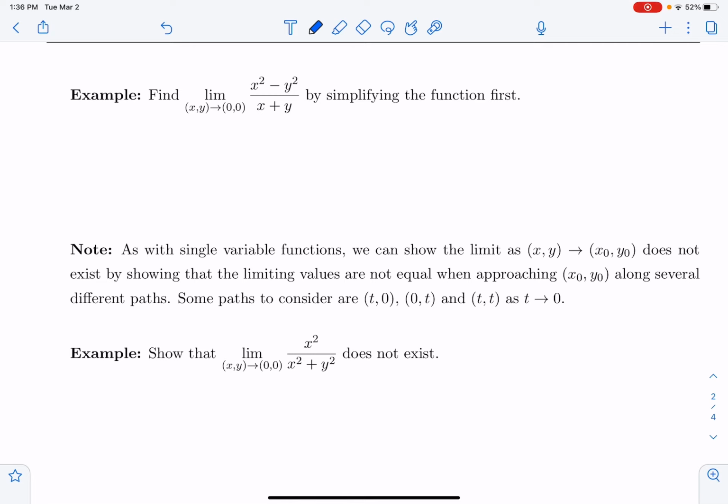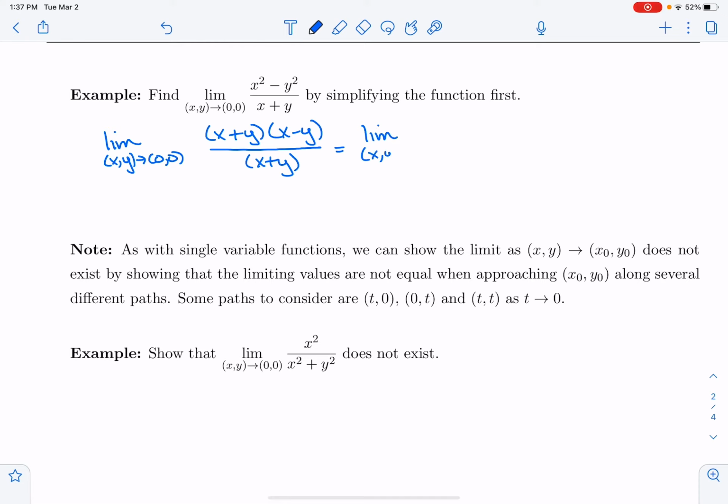Okay, so what I'm going to do is I'm going to try to find this limit by algebraically simplifying the expression. So I'm going to take the limit as xy goes to 0, 0, and then I'm going to factor the numerator. So I'm going to factor it into x plus y times x minus y over x plus y. Well, that's just the limit as x and y goes to 0, 0 of just x minus y. So here we see that the x plus y's cancel.